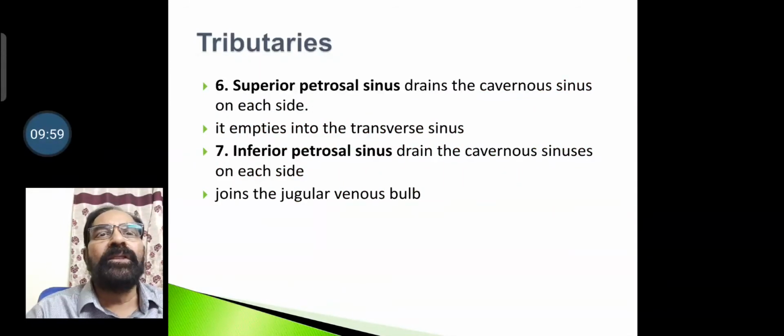Superior petrosal sinus. It drains cavernous sinus on each side. It empties into transverse sinus. Inferior petrosal sinus drains cavernous sinus on each side, joins the jugular venous bulb.